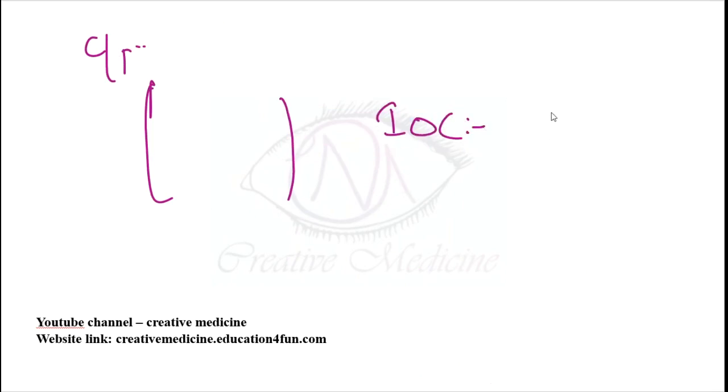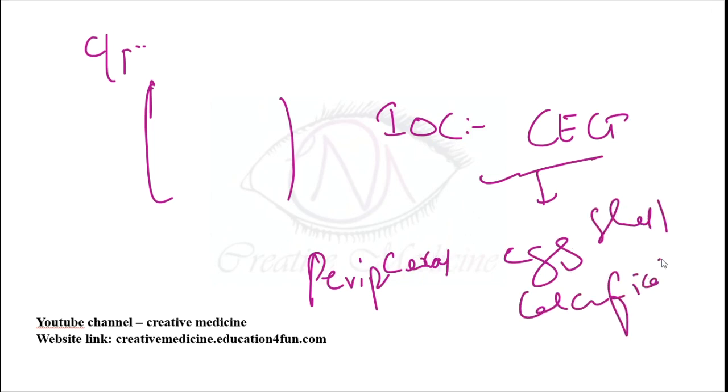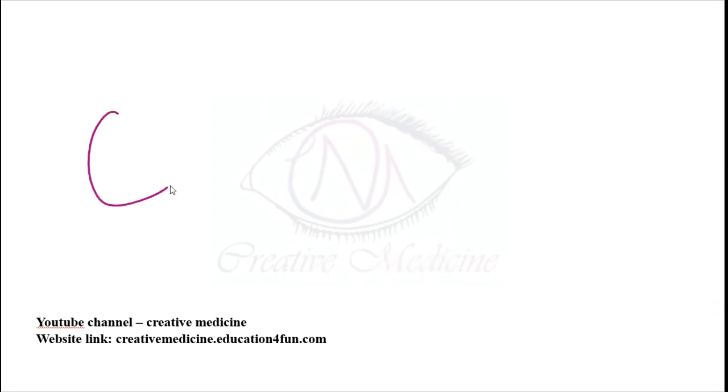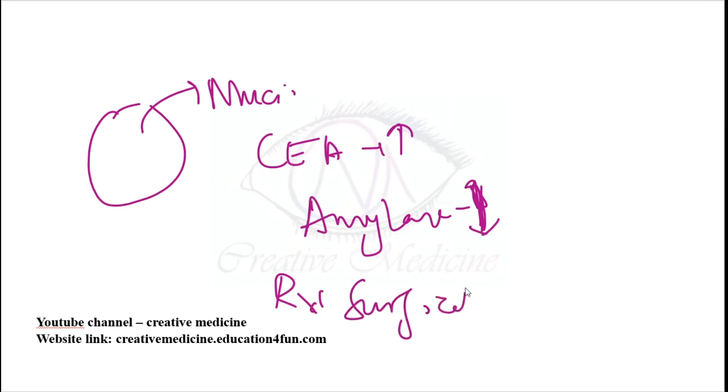The investigation of choice is CECT. On CECT you will see peripheral eggshell calcification. The main content of the cyst is mucin, and here carcinoembryonic antigen is increased in the cyst, and amylase is decreased. The treatment is surgical resection of the tumor in mucinous cystadenoma.